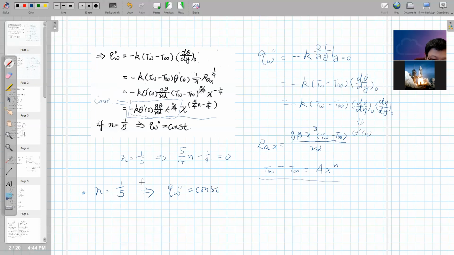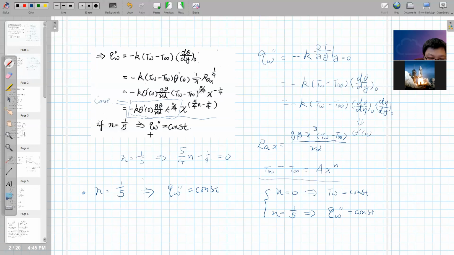Okay. So in these cases, we can also see that this similarity solution also covers the case where the vertical plate has a constant heat flux wall boundary condition. When you set n equal to 1/5, you have this qw constant. So now we have two special cases, right? When n equals 0, it gives you the solution for Tw equal to constant. And when n equals 1/5, it gives you the solution for qw prime equal to constant. So that's why this similarity solution result is interesting, because it can be used for many situations.